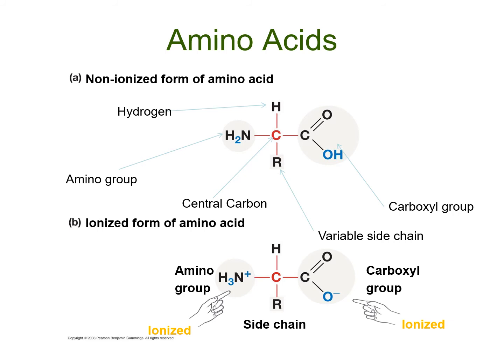Now above that central carbon, we have a hydrogen, and below it you can see that we've got a variable side chain, a functional group. There are 20 different things that could be where that R is. So that R is just representing the 20 possible things that we could see there. Note on this figure, it's showing the amino acid in its non-ionized and ionized form. Which form it takes just depends on the pH of the solution. We're not going to worry about that, but usually you'll see it represented in its ionized form.